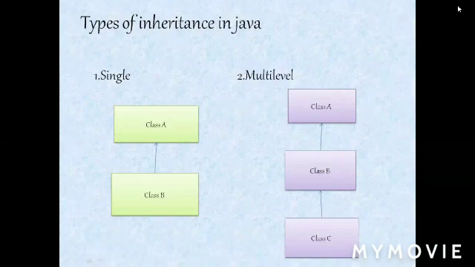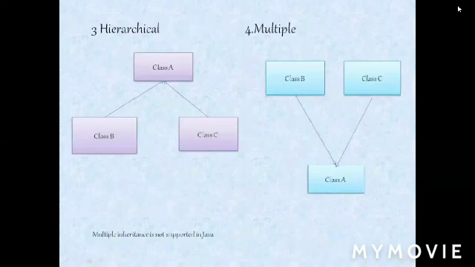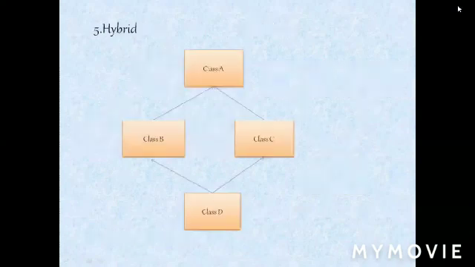The third one is hierarchical inheritance. Here, more than one class is derived from a single base class. So, such inheritance is called hierarchical inheritance. The fourth one is multiple inheritance. When a class extends features of more than one parent class, it is called multiple inheritance. A hybrid inheritance is a combination of more than one type of inheritance. It is a combination of single and hierarchical inheritance.